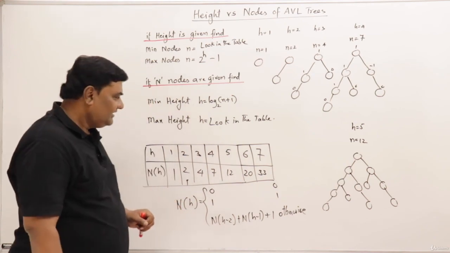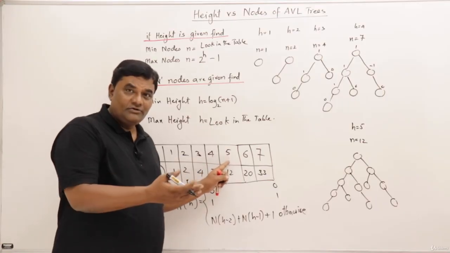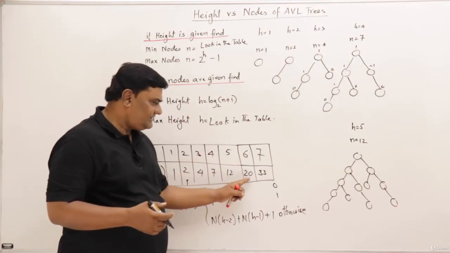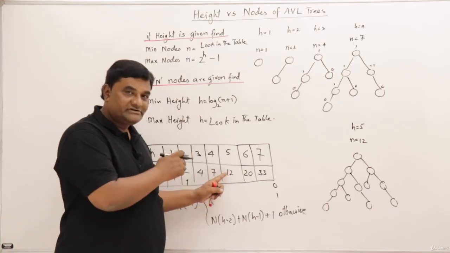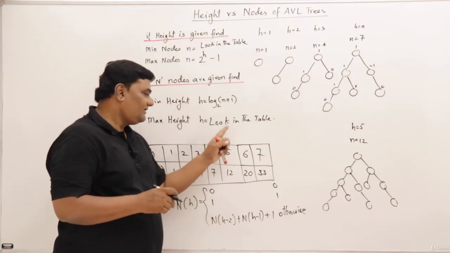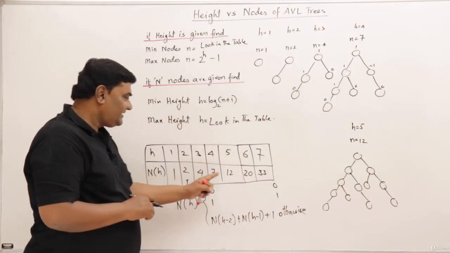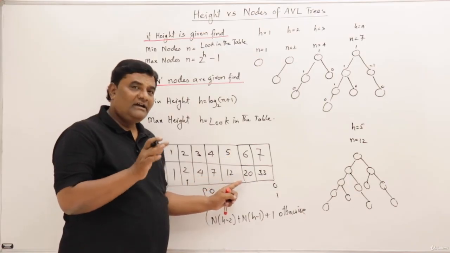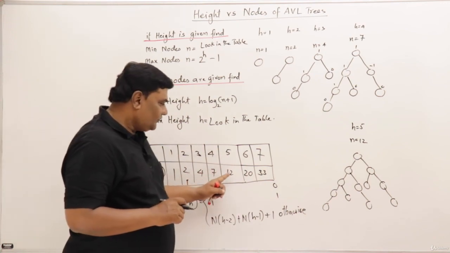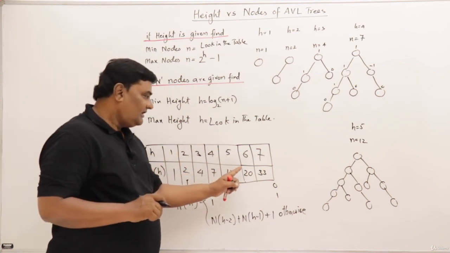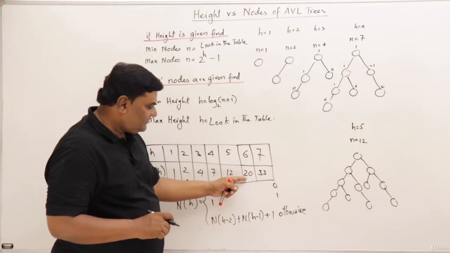How? Let me give an example. If I have 12 nodes, then what is the maximum height? 5. If I have 13 nodes, 13 is less than 20, so this side only, here only. 13 nodes also 5. 15 nodes, 5 only. Maximum height, 5. 19 nodes, height is 5 maximum. See, these are minimum nodes required for getting this height. Now I have 20 nodes. Okay, maximum height is 6. So from 12 to 19, maximum height is 5, and 20 to 32, maximum height is 6. So you can look into the table and you can read it this way.